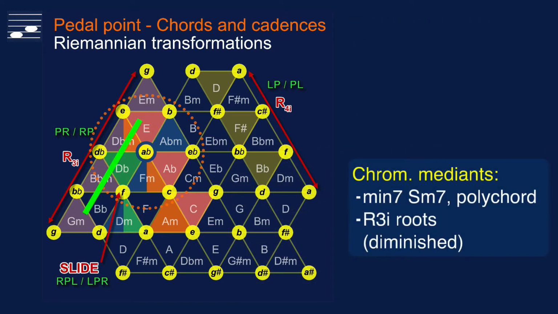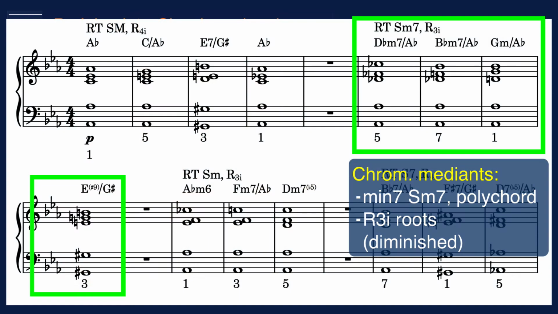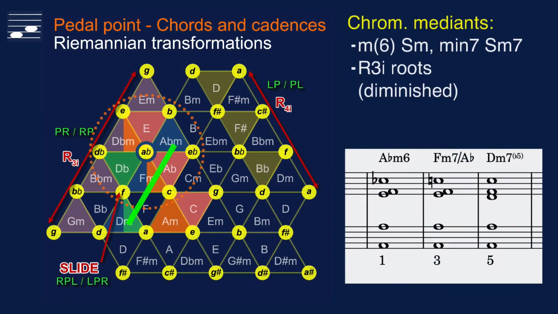Minor chords with roots at 3 semitone intervals yield this southwest to northeast axis. The closing chord may be labeled as sharp 9 or incomplete polychord. Here's another R3I option with minor chords. Below the staff I've labeled the pedal point chordal function. These chromatic medians have potential for chromatically moving voices.